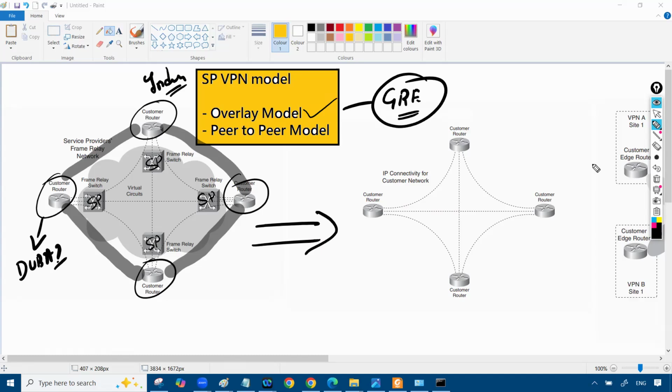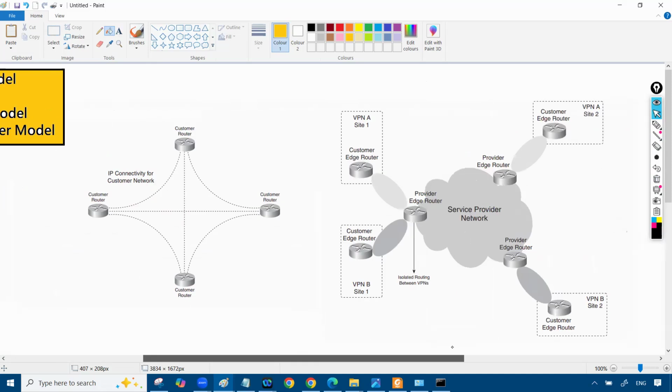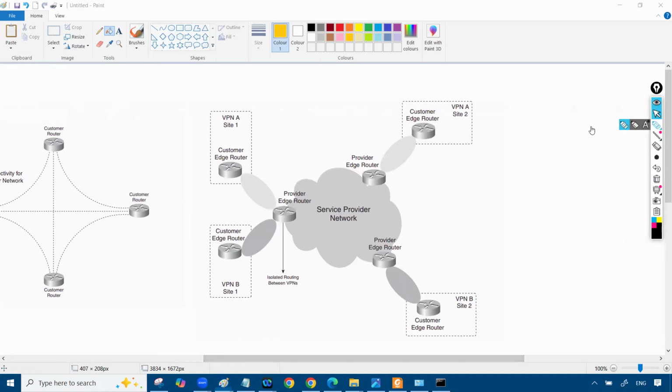Now, in comparison, we have a peer-to-peer model as well. In the peer-to-peer model, the customer makes a peering connectivity with the provider edge. So we have routing peering connectivity with the provider edge. Same thing, this customer makes a routing connectivity with the provider edge, this customer also makes a routing connectivity with the provider edge, and the same way here as well. So we have a routing neighborship over here, and a routing neighborship over here.